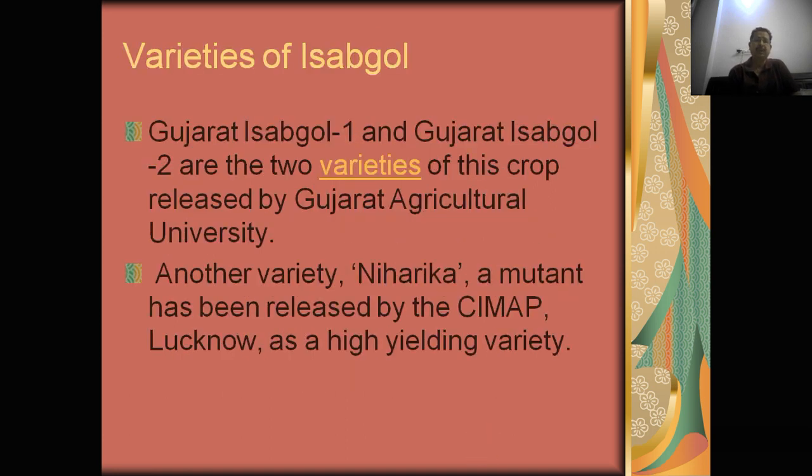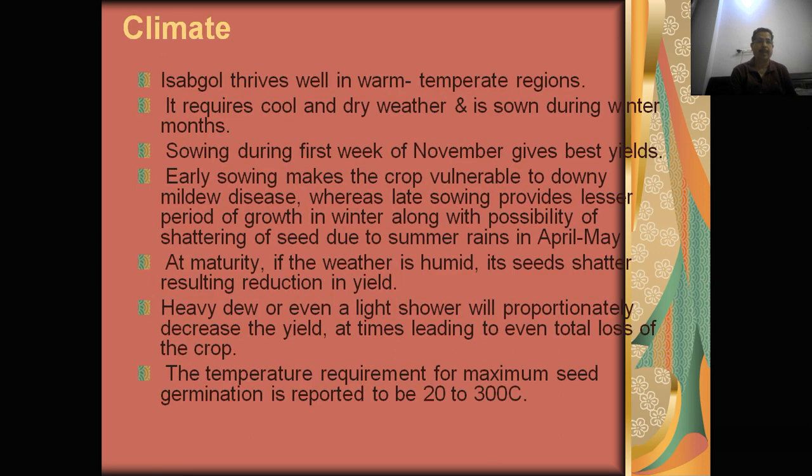Then varieties of Isabgol. Gujarat Isabgol 1 and Gujarat Isabgol 2 are the two varieties of this crop released by the Gujarat Agricultural University. Another variety, Niharika, has been released by CIMAP Lucknow as a high yielding variety.